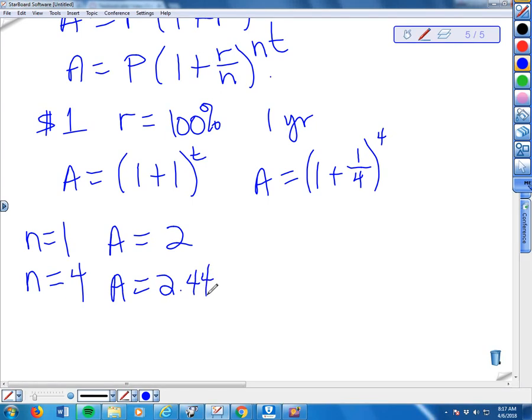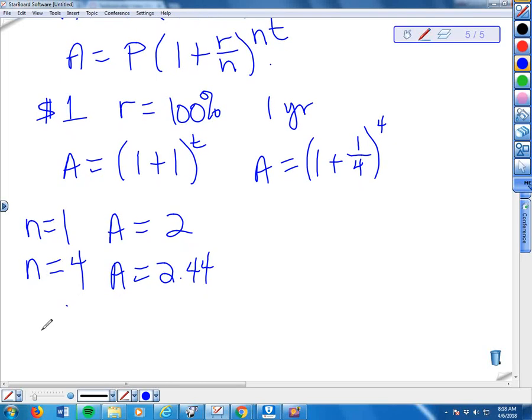Okay, so if I just had it compounded annually, after 1 year I have $2. Compounded quarterly, I'm still getting 100% over the course of a year, but they're paying me my interest every quarter, and so that next quarter I'm getting 25% of that next quarter, but that quarter is now more money. So you can see already why more times compounded in a year, more money you have, right? Let's talk about monthly.